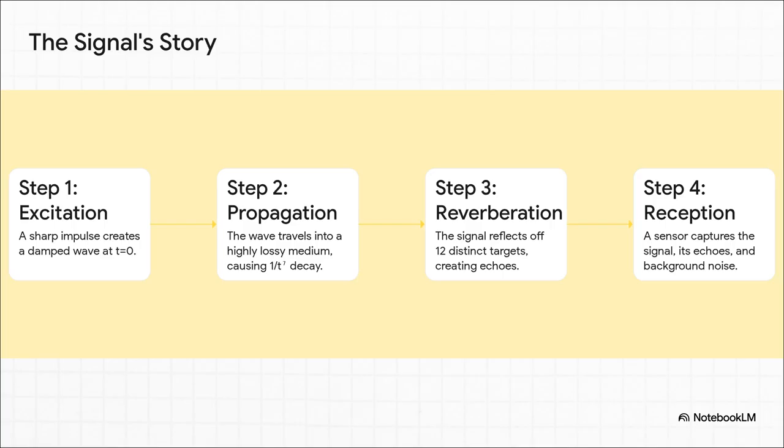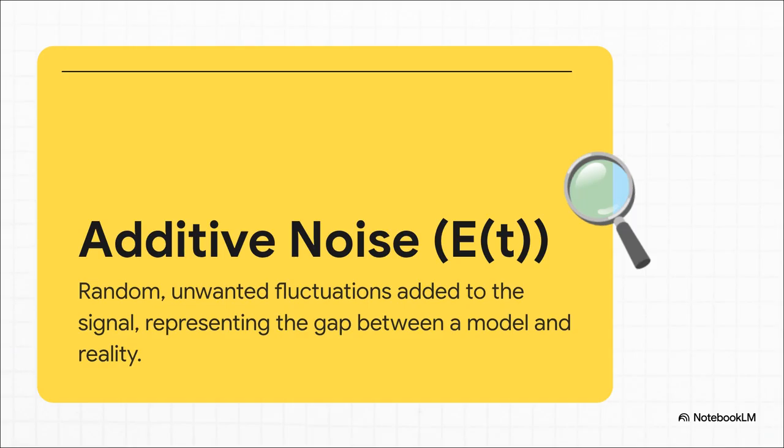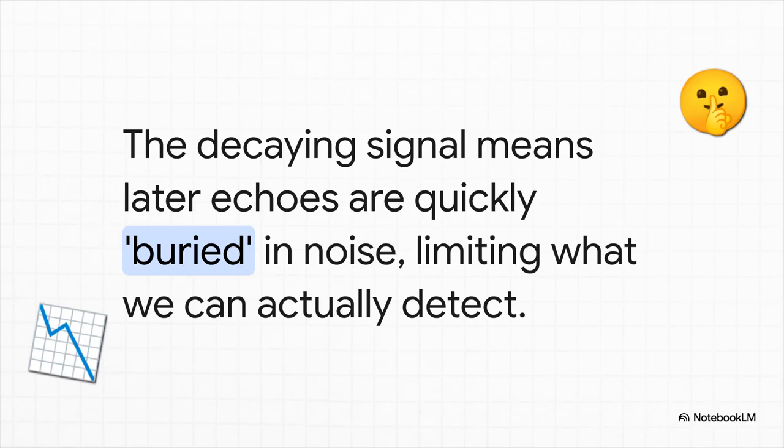But wait, there's one last piece. And that's the epsilon term. This is the equation's dose of reality. It's all the random, unwanted noise, the background hiss, thermal jitter, electronic interference, all the stuff that gets added to every real-world measurement. It's the difference between a perfect architectural blueprint and an actual building standing out in the real world. And this noise has a huge practical consequence. Because our main signal is decaying so incredibly fast, it doesn't take long at all for it to become weaker than that background noise. And that means the echoes from the most distant targets, the ones that arrive last, are probably going to be completely buried in that static, making them pretty much impossible to even detect.